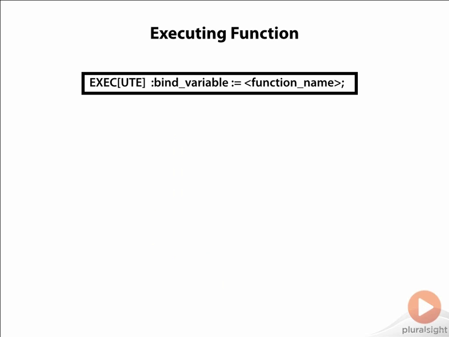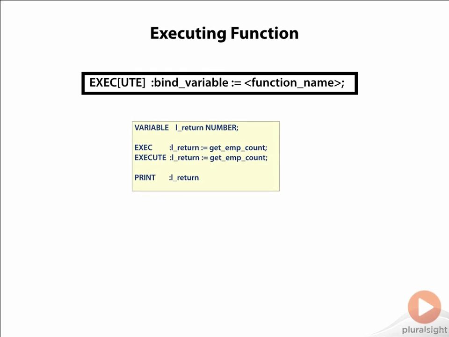We can also call a function using the exec or execute command using bind variables as assignment targets of the function call. Bind variables are variables you can declare outside of PL/SQL using SQL commands for basic types like varchar2, number, date, etc., as well as ref cursor types. Then you refer to them later with a colon sign in front. So in this code snippet, we declare a bind variable as variable lReturn of type number. Now we run the statement exec lReturn equal to getEmpCount.